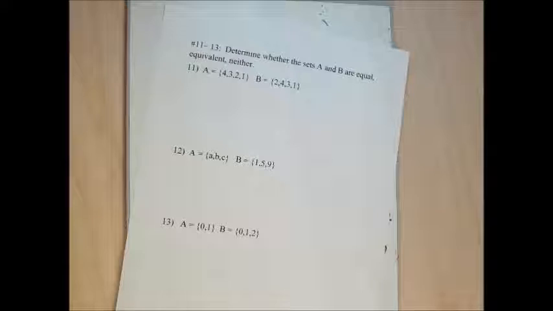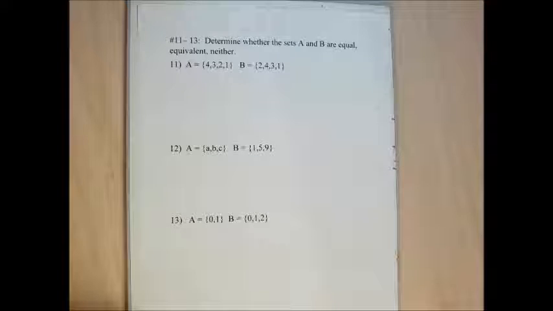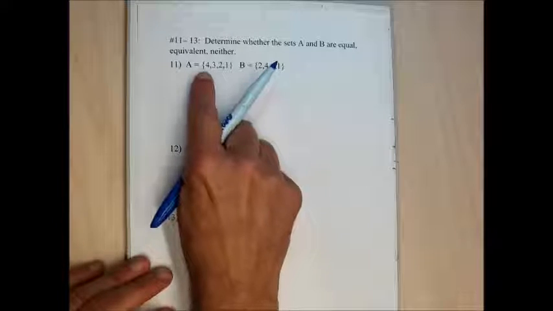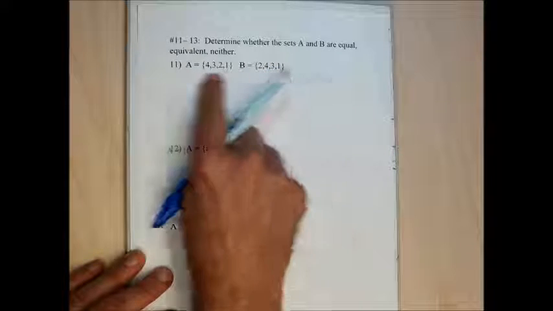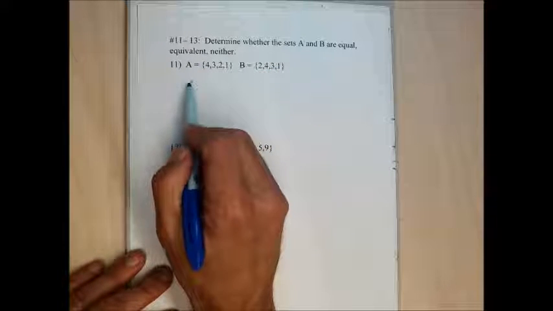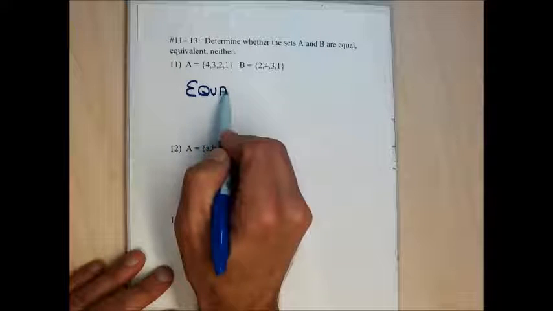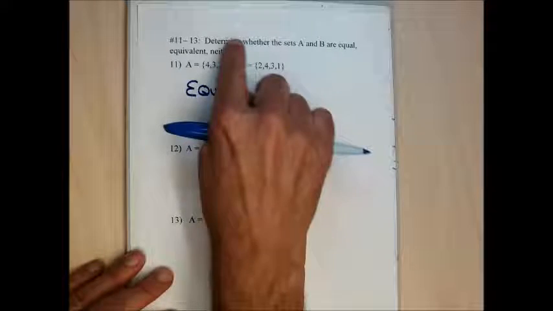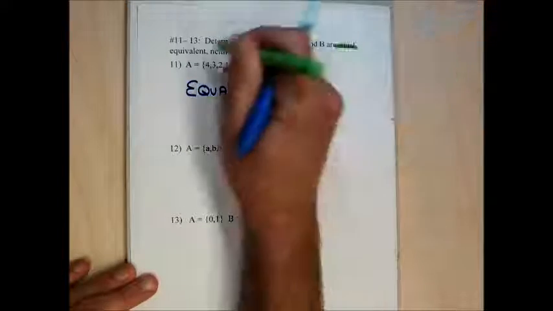Problems 11 through 13 ask me if sets are equal or equivalent or neither. Equal means they have exactly the same elements. When I look at the sets in problem 11, both sets have the numbers 1, 2, 3, and 4. So one of the things in my answer for problem 11 is I need to say whether these two sets are equal. And to be equal, you have to have exactly the same elements. Both sets have a 4.